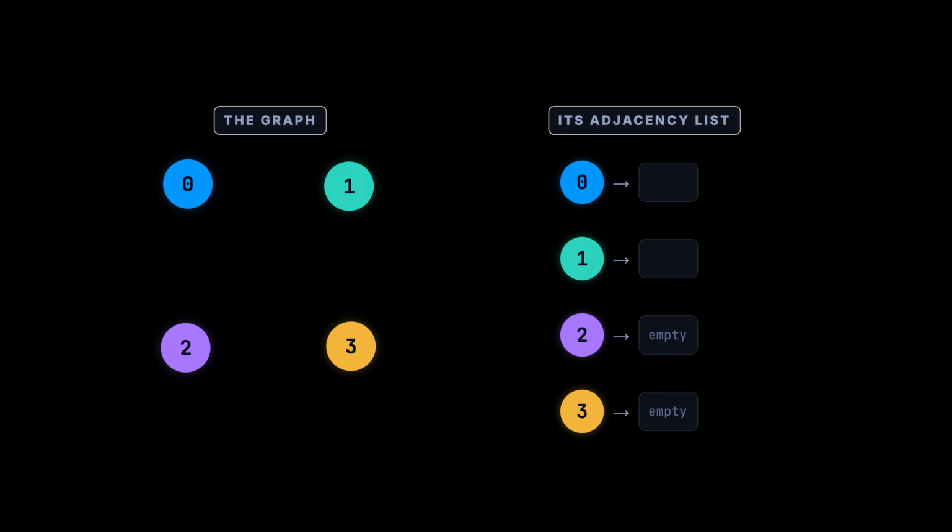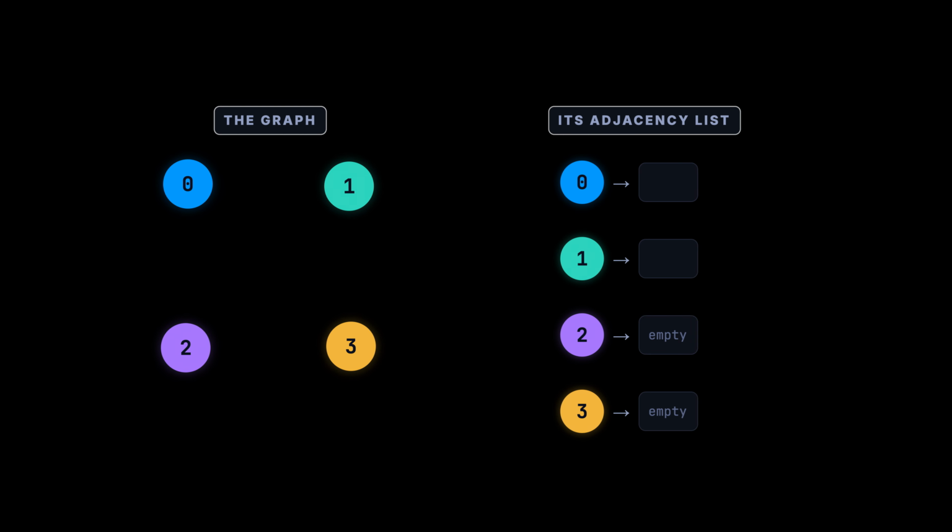Now suppose friend 0 is connected to friend 1 and friend 2. So next to 0, we simply write 1, 2. That is 0's list. These are the only friends 0 has. Suppose friend 1 is connected to 0 and 3. So next to 1, we write 0, 3. And we keep doing this for everyone.